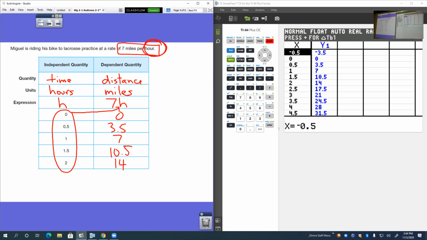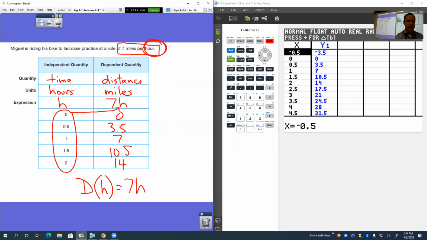If we had to write an equation for this one, I would write it like this. Distance as a function of hours equals 7h. That would be my equation if they asked you to set up an equation.